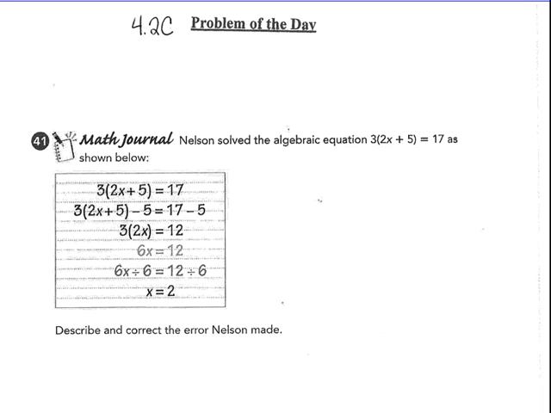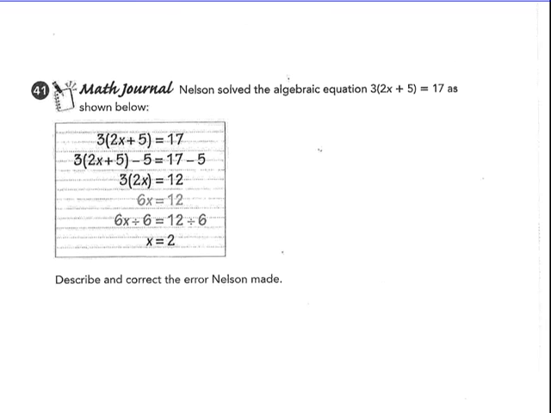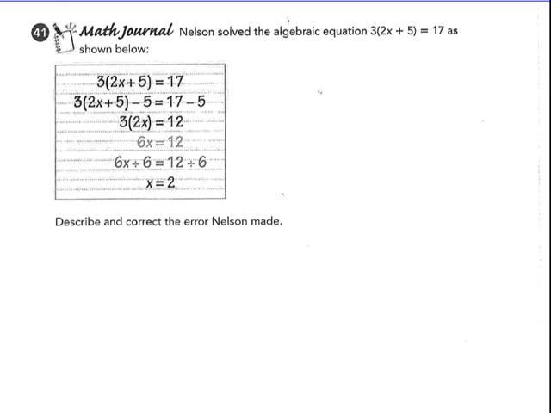Today we're still going to be working in our packets. We're on page 16. This is still related to Chapter 4, Section 2 of the textbook. And you can see that we have a journal question to start with. Nelson has made an error in solving this equation, so you need to describe his error and correct it. So that's the first thing that you're going to do on this page 16.